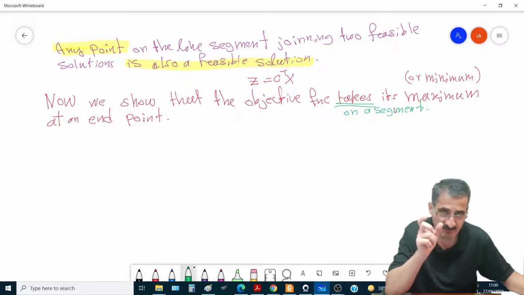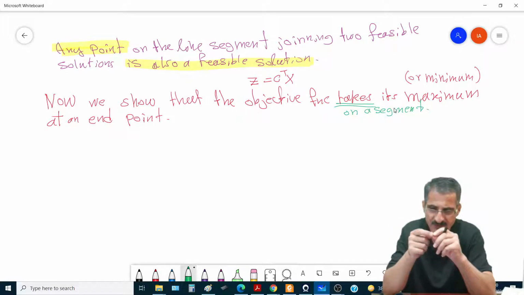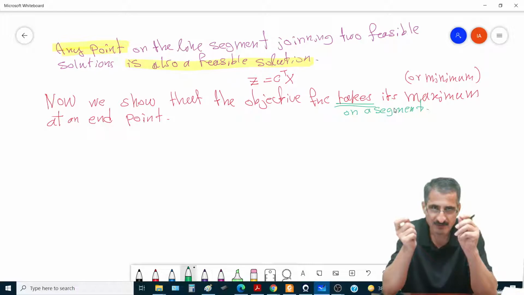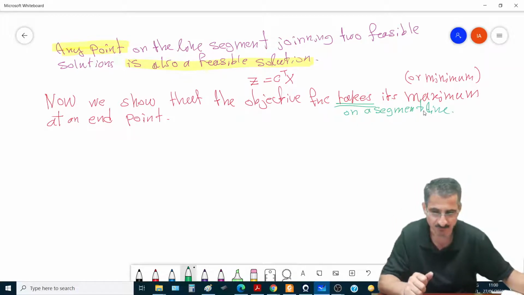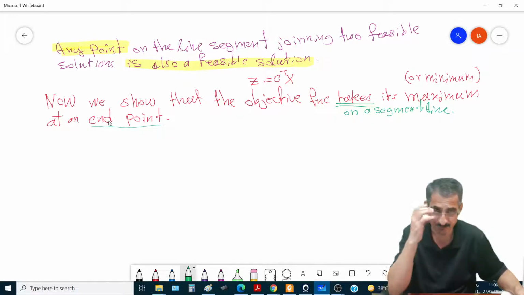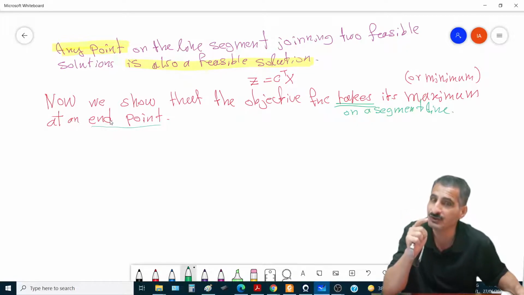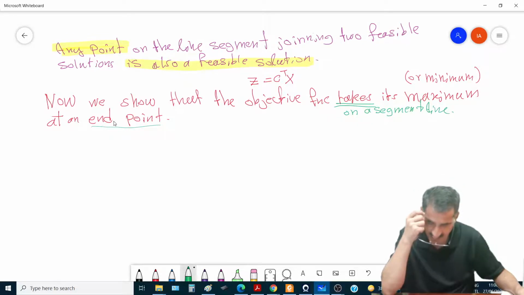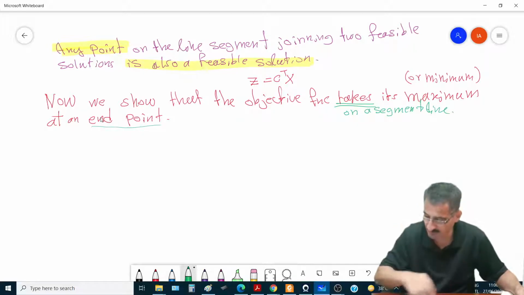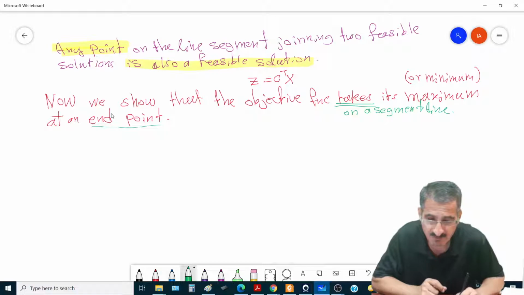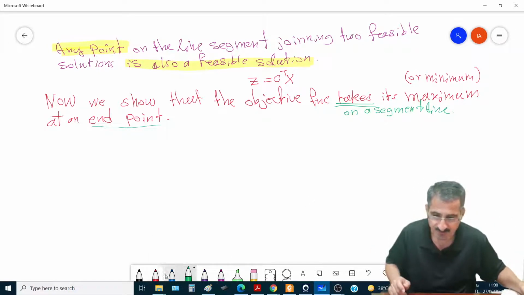a segment. So if I have two visible solutions and I have a segment joining them, segment line, then I say the objective function will have the greatest value for all the points on that segment at one of the endpoints, or the minimum at one of the endpoints. Okay, so at an endpoint. How do we show that? In other words, it says the value of the objective function at any interior point inside the line segment is between, actually, the value of the objective function at the endpoints. So, okay, let me explain what I'm saying here.